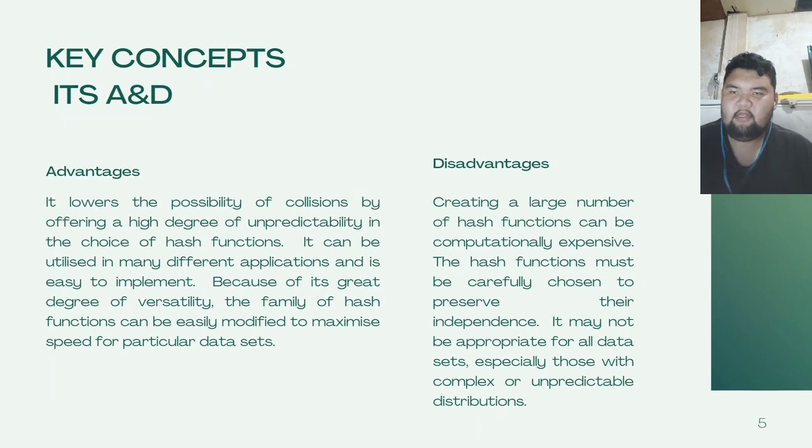So, the key concepts of universal hashing and its advantages and disadvantages. For its advantages, it lowers the possibility of collisions by offering a high degree of unpredictability in the choice of hash functions, and it can be utilized in many different applications and is easy to implement because of its great degree of versatility in the family of hash functions. It can be easily modified to maximize speed for particular datasets.